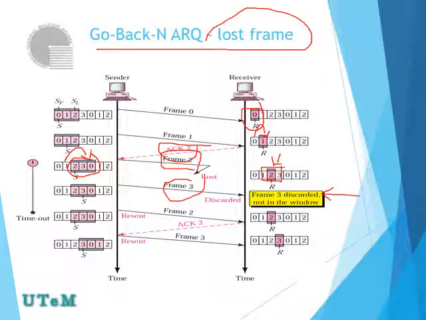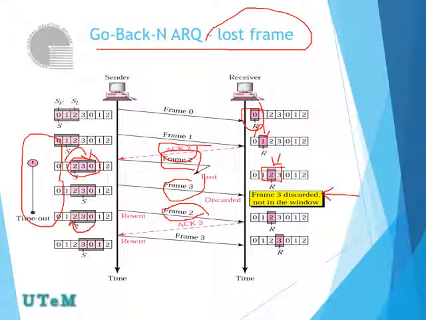Here will be discarded, and at the sender side there is a period of waiting time. So when the timeout occurs, the sender will retransmit. It will go back to the first frame, because it has already transmitted all the frames, so it will go back and retransmit again.